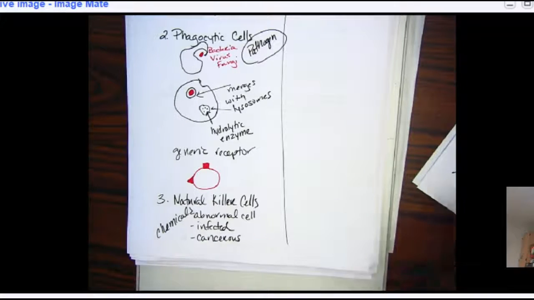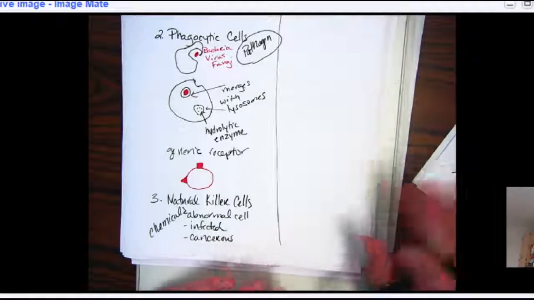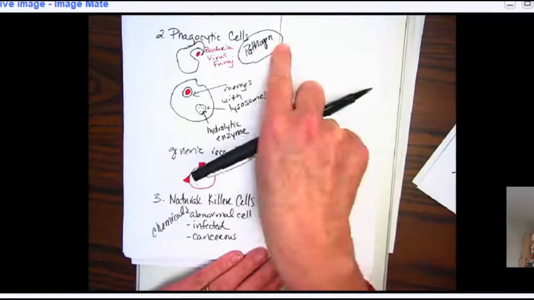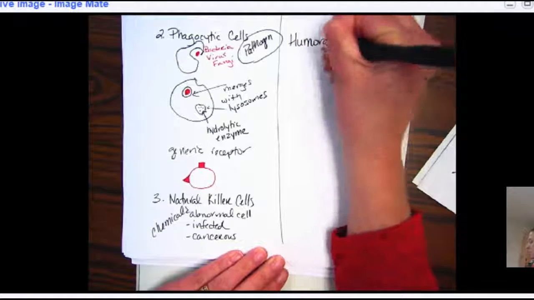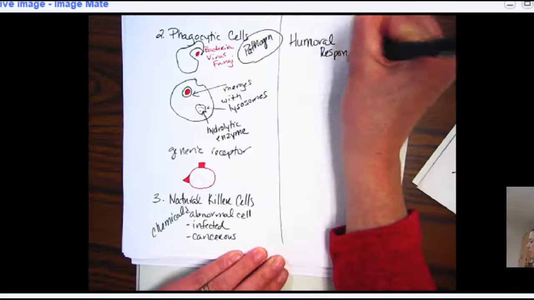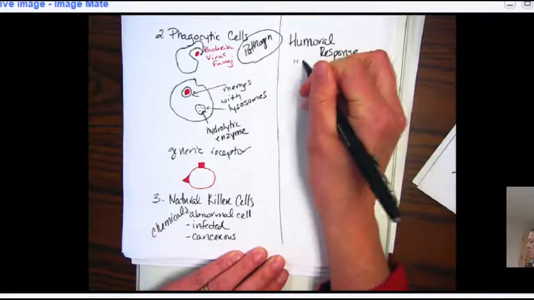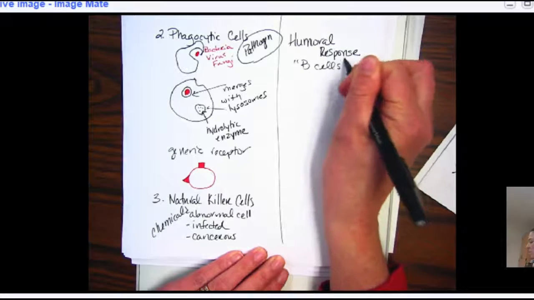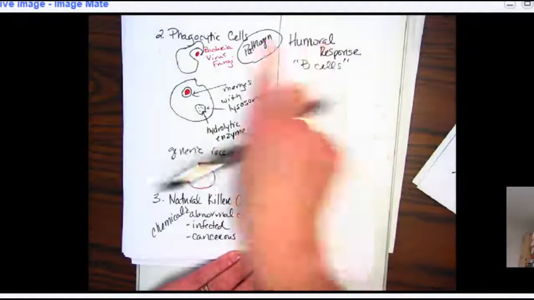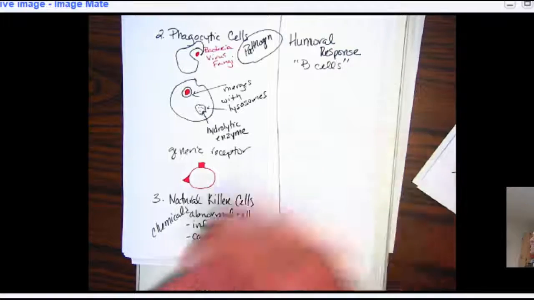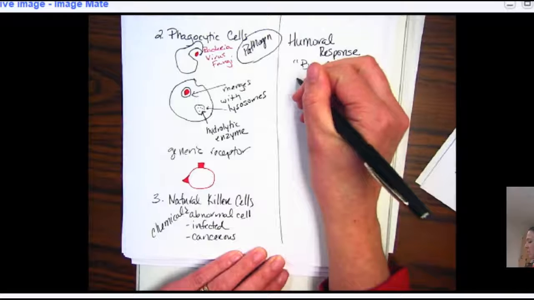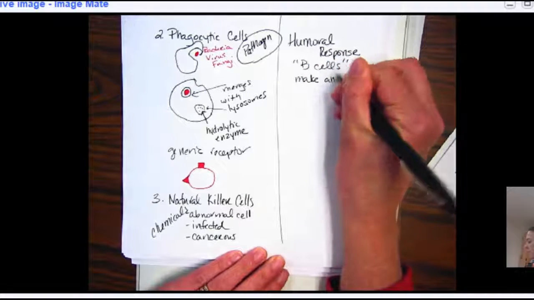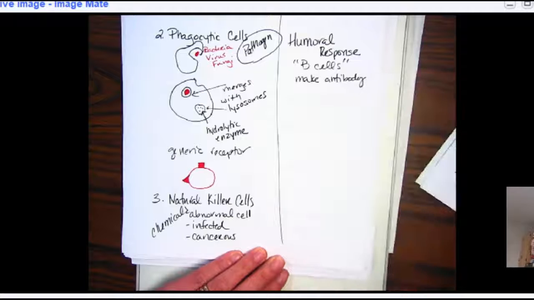Acquired or adaptive immunity has two lines of defense too. By the phagocytic cells, I'm going to put the humoral response. These are all about B cells. I'm putting them in the same line as these phagocytic cells because they identify pathogens. These are cells that make antibodies, and those antibodies will attach to pathogens.